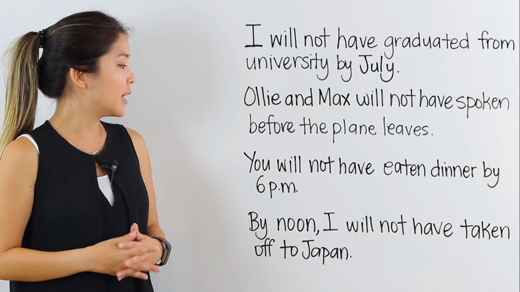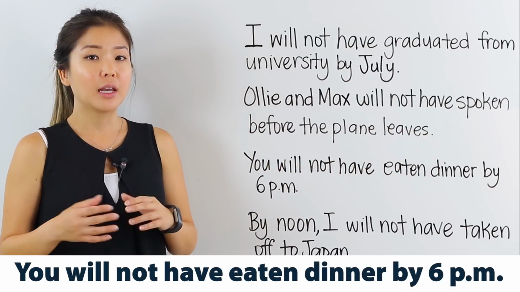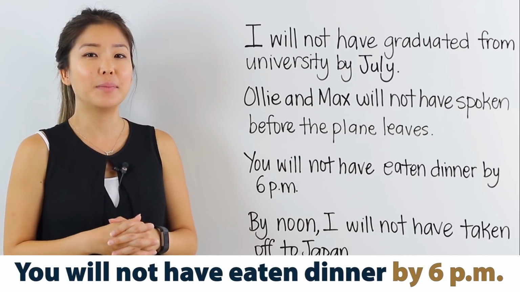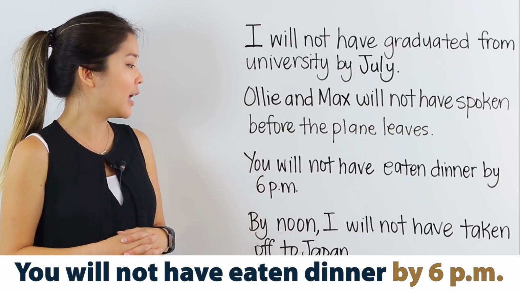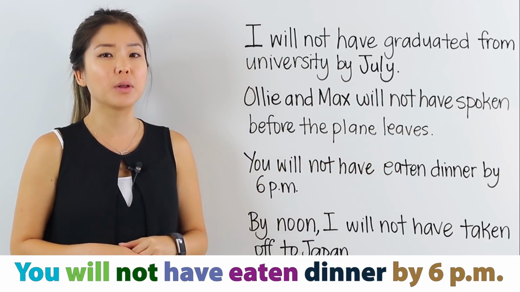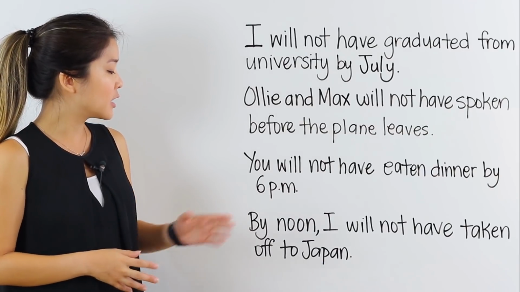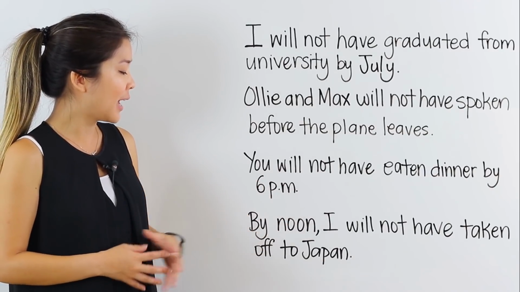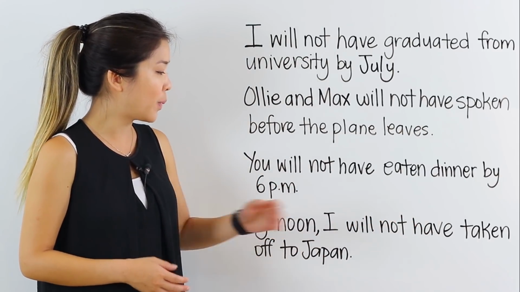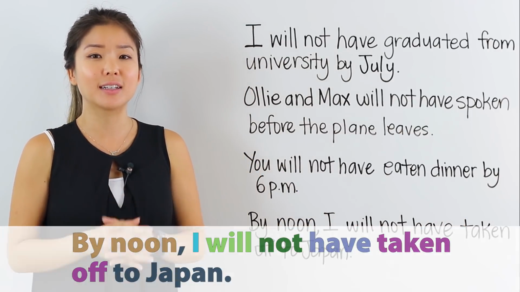The next sentence says, you will not have eaten dinner by 6 p.m. Here, again, we've used by 6 p.m. to show a time in the future. And again, you see, you will not have, and then the past participle of eat, which is eaten. The last sentence says, by noon, there's the time again, I will not have taken off to Japan. Taken is the past participle of take.